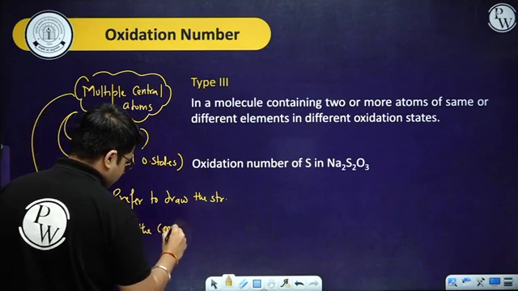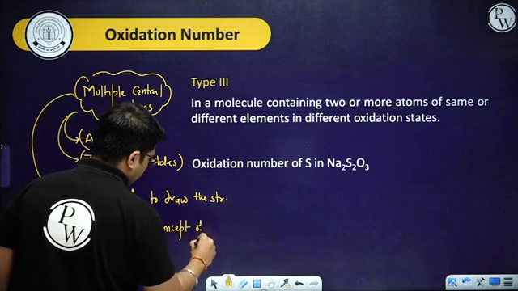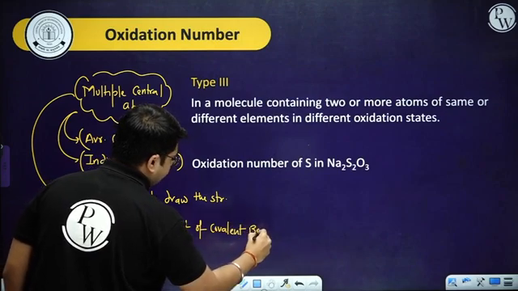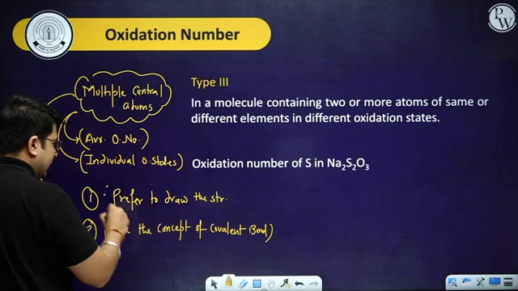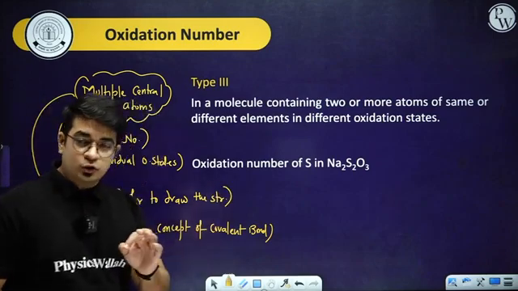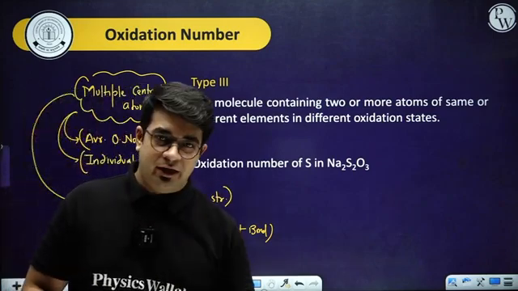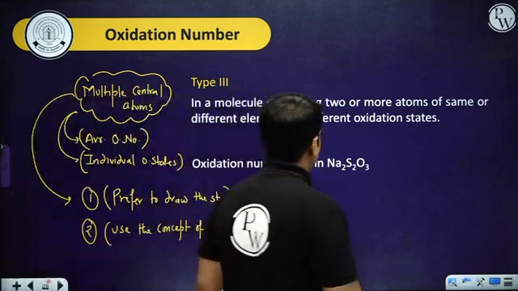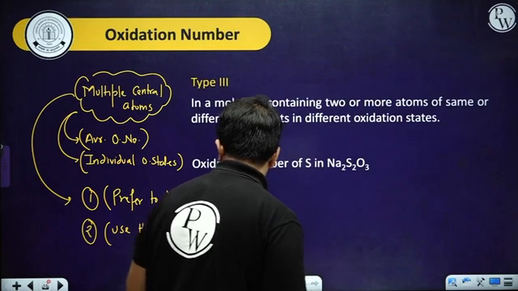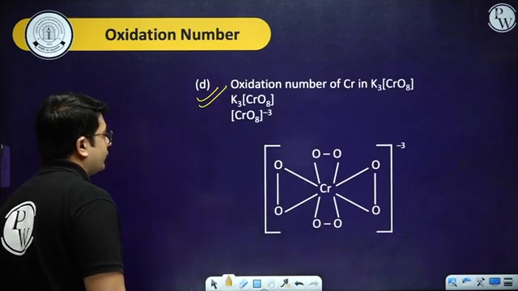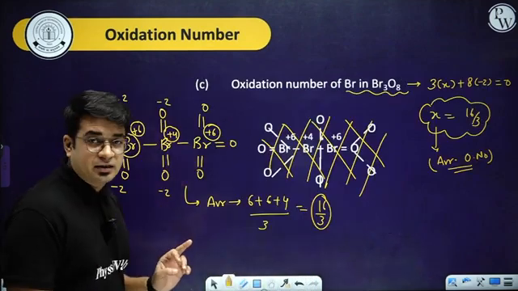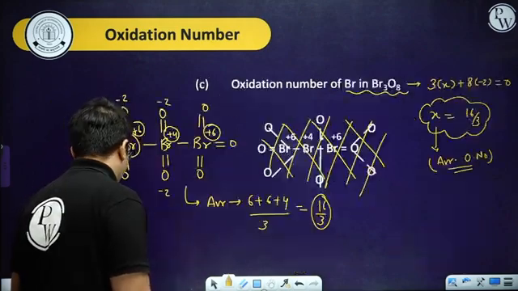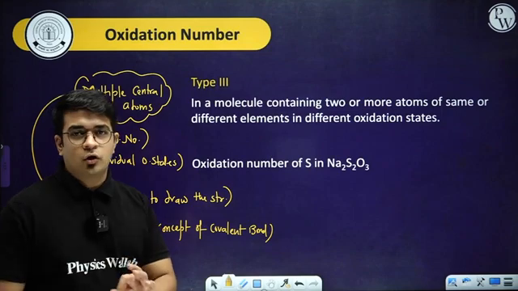Okay, then use the concept of covalent bond. Okay, so I need you guys to use certain concepts of chemical bonding, which you already know. Okay, so what happens in this particular case? Let's talk about this entire analysis, whatever we have discussed in case of the previous two examples, Br3O8 as well as C3O2. In that case, I want to give you one simple thumb rule or very simple trick.